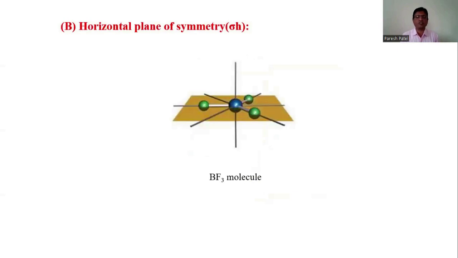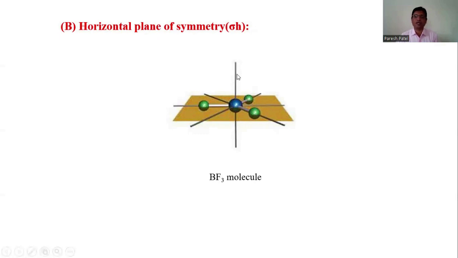Now, the second type of plane of symmetry is the horizontal plane of symmetry, and the horizontal plane of symmetry is designated by sigma H. Now, in case of the BF3 molecule, this is the imaginary axis, and with the help of this imaginary axis, we rotate this molecule along this axis by 120 degrees to get the equivalent orientation.